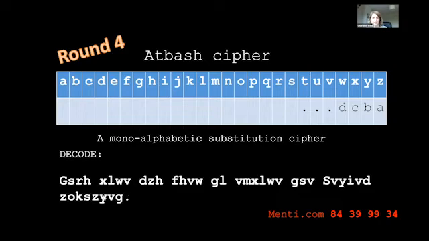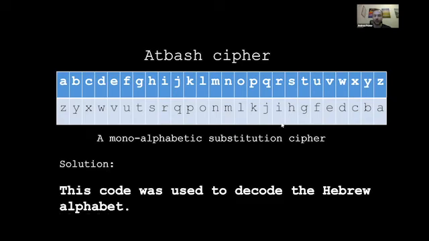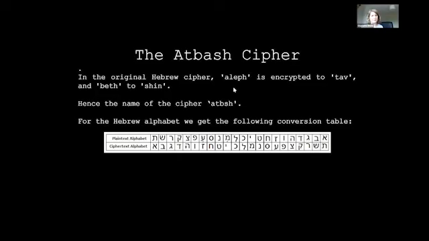All right, let's reveal. Okay, let's see if we've got the answer. So the answer is: this code was used to encode the Hebrew alphabet. Which is true, and it's actually where it gets its name from, isn't that right, Charlotte? Yes, exactly. It originates from the letters in the Hebrew alphabet. So the Aleph and the Tav swapping over. Apologies if I pronounce this wrong. And hence the name of the cipher, Atbash, because it's those letters, the A and the T and the B and the sh joining together.